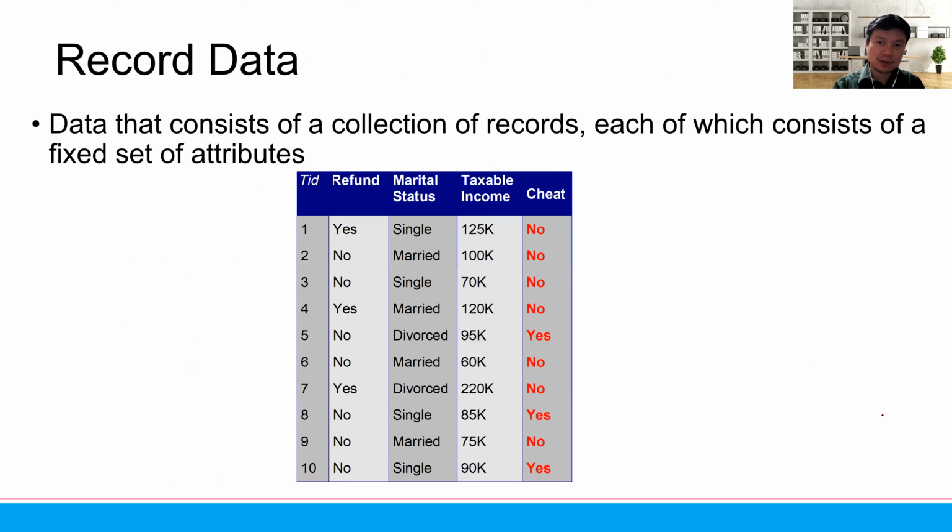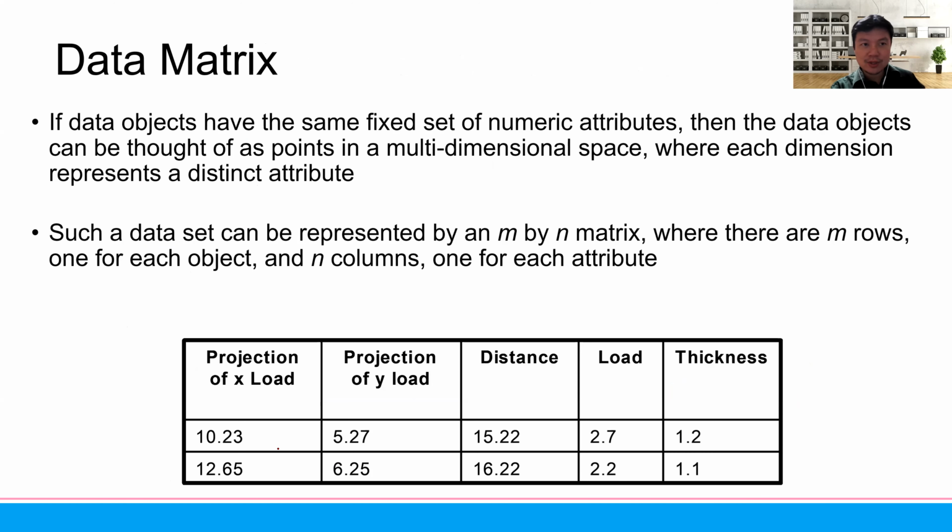So the first is about the record data. We already learned about this record data. If we are dealing with the record data, it means it is tabular data. The tabular data consists of the attributes. We have 1, 2, 3, 4, 5. There are 5 attributes and there are rows. So it means we have 10 rows. So we have 10 data. And we can deal with the data matrix.